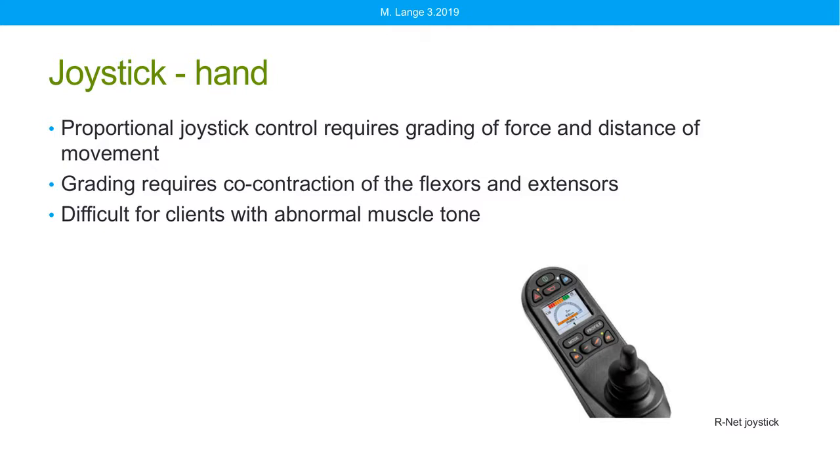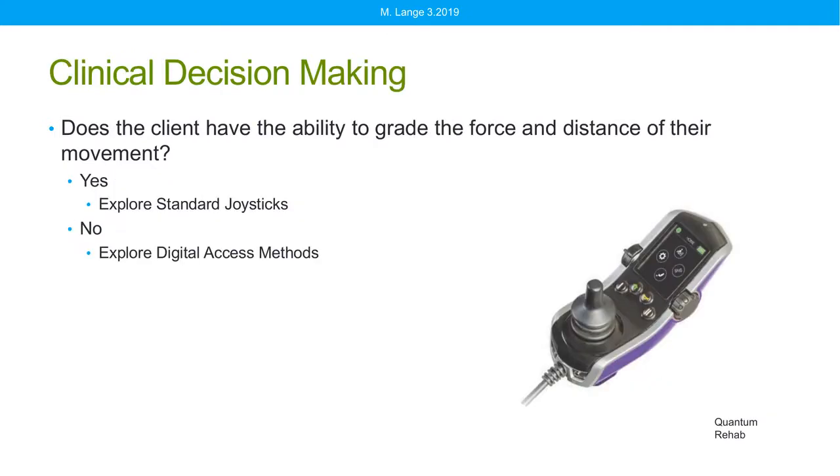So to use this joystick, we have to be able to grade the force and distance of our movement. That means I have to balance muscles like my flexors and my extensors in my arm. And if I can't do so, I may not be able to reach out, accurately grasp the joystick, and control it within that 360 degrees of movement. This grading of the force and distance of my movement is particularly difficult for clients who have abnormal muscle tone. So clients with diagnoses such as cerebral palsy or traumatic brain injury often struggle with joystick use.